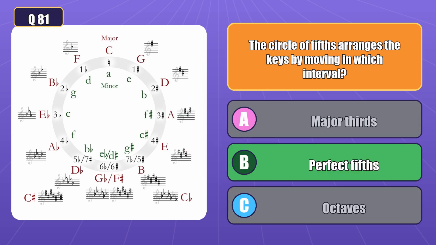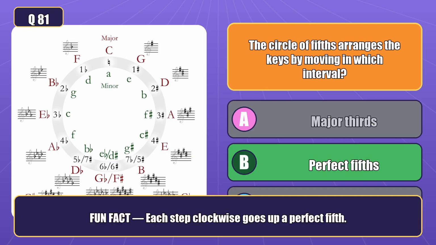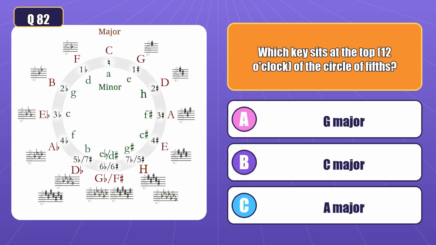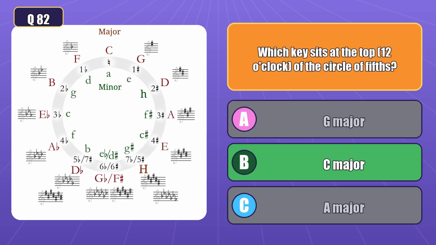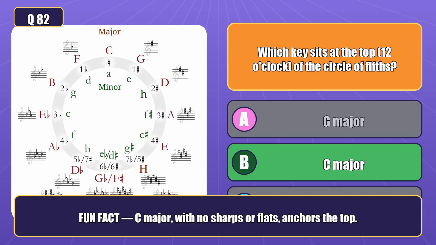The answer is perfect fifths. Fun fact, each step clockwise goes up a perfect fifth. Question number 82. Which key sits at the top, 12 o'clock, of the circle of fifths? The answer is C major. Fun fact, C major, with no sharps or flats, anchors the top.